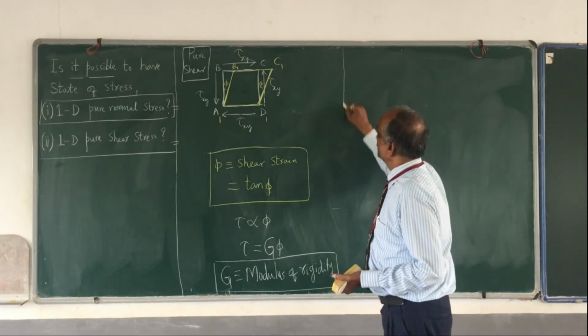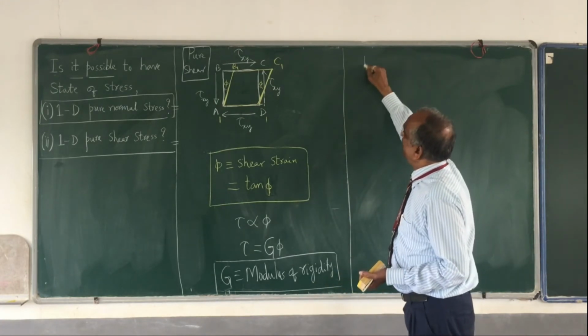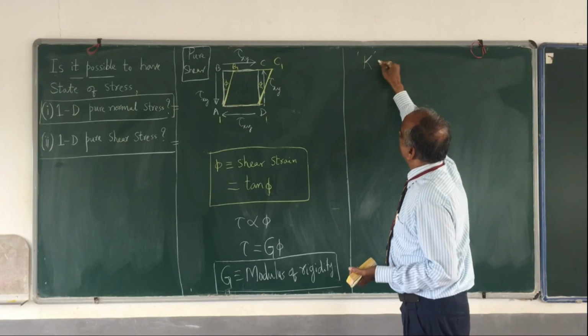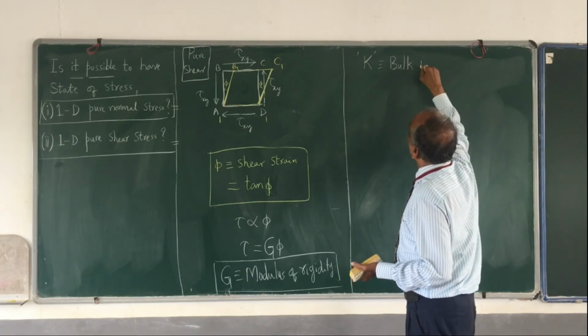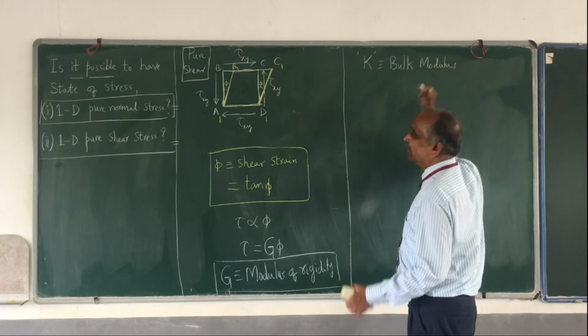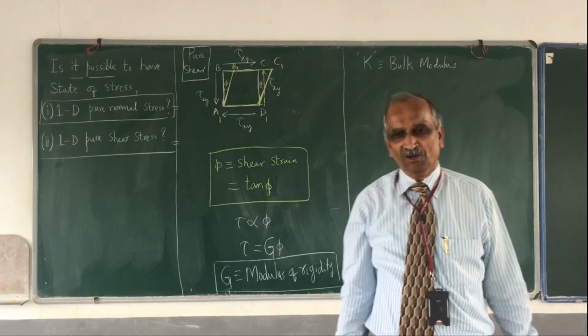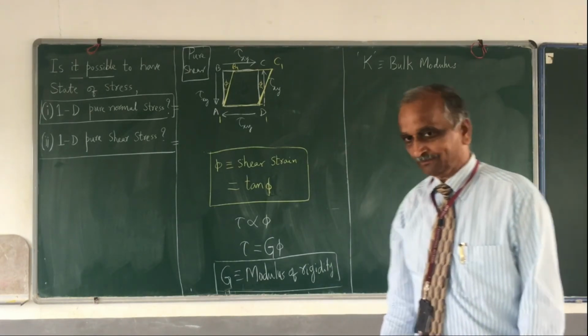There is one more term, say K. This is called bulk modulus. It's also called bulk modulus of elasticity, or bulk modulus in short, and usually denoted by capital K.